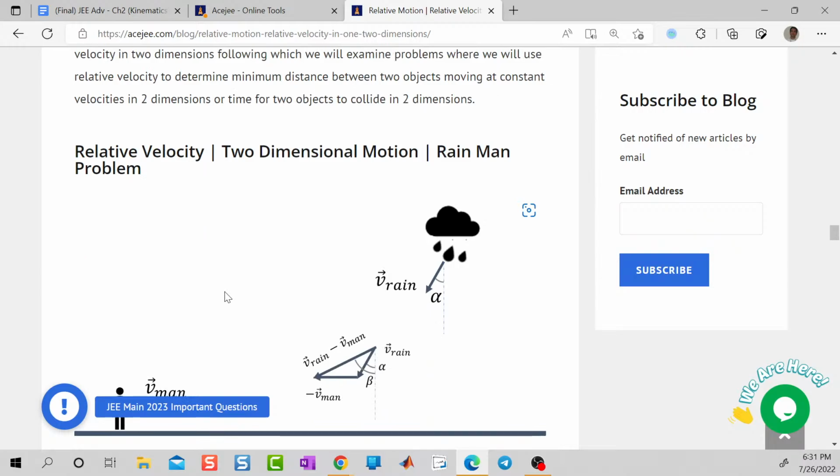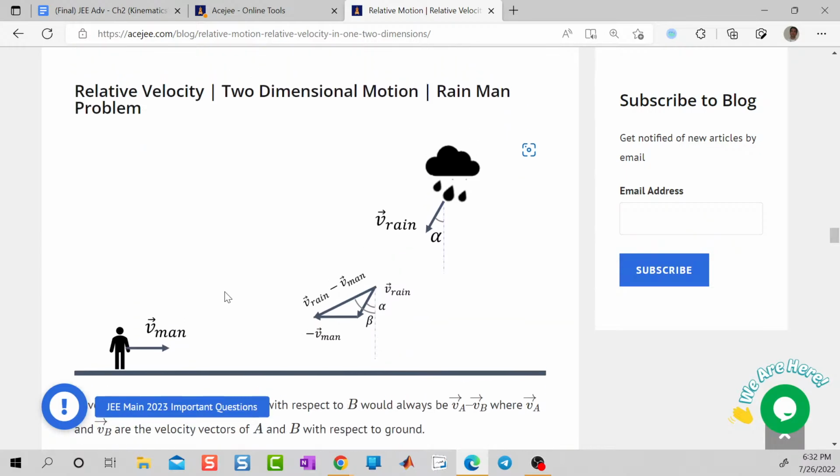So we'll start with the rain problem. So relative velocity in two dimensions, right? The rain problem is essentially the man is walking at a certain velocity, and obviously the rain, which is another particle. So think of man as a particle, rain as a particle. So one particle is moving with a certain velocity, let's say in the horizontal direction. Another is moving either vertically or at some angle with the vertical, or purely vertical, whatever it might be.